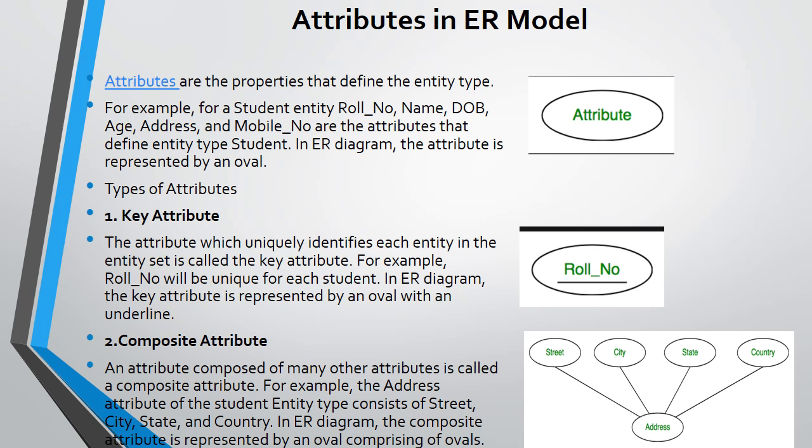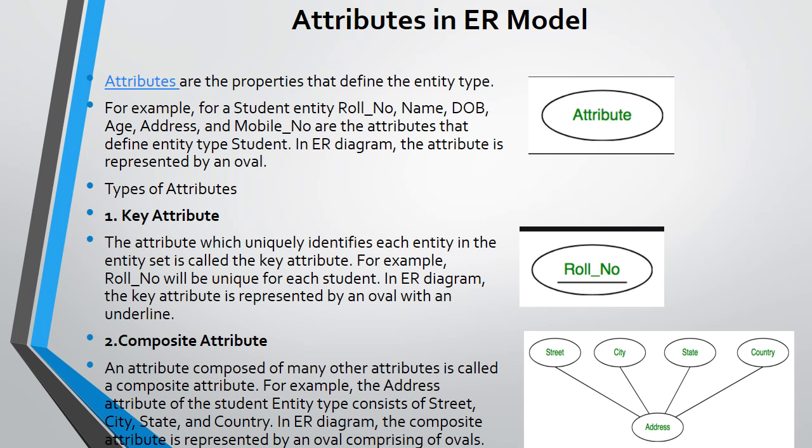Key attributes. Key attributes can uniquely identify an entity from an entity set. It represents the primary key. For example, a student roll number can uniquely identify the student from the set of students. A key attribute is represented by an oval, the same as other attributes. However, the text of the key attribute is underlined.